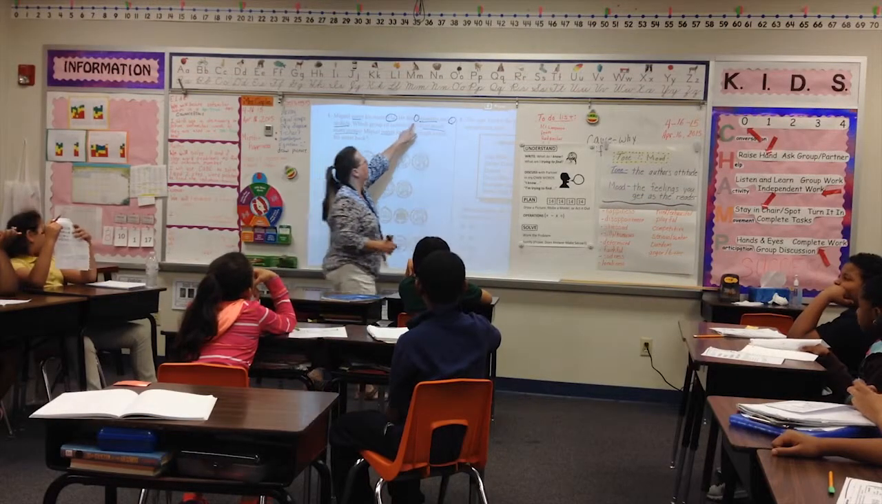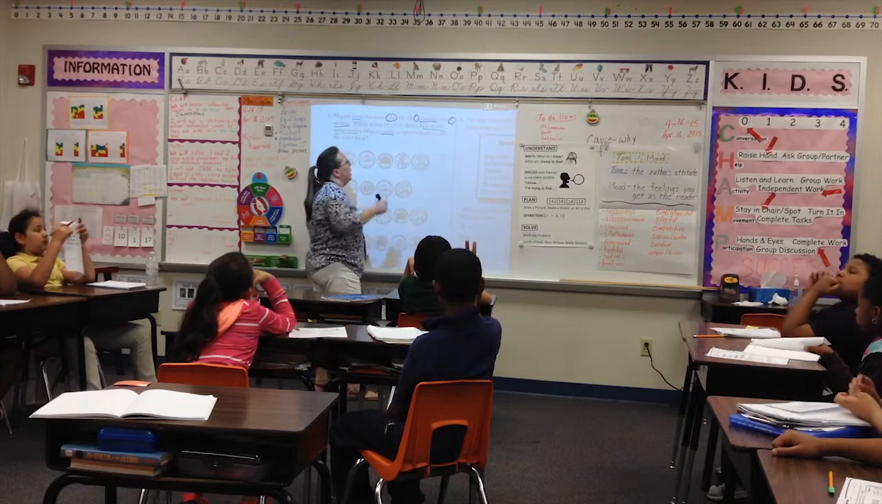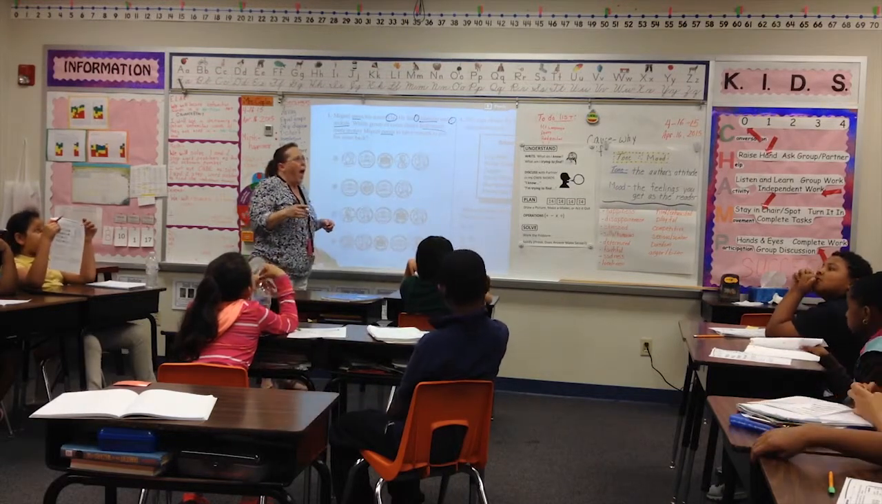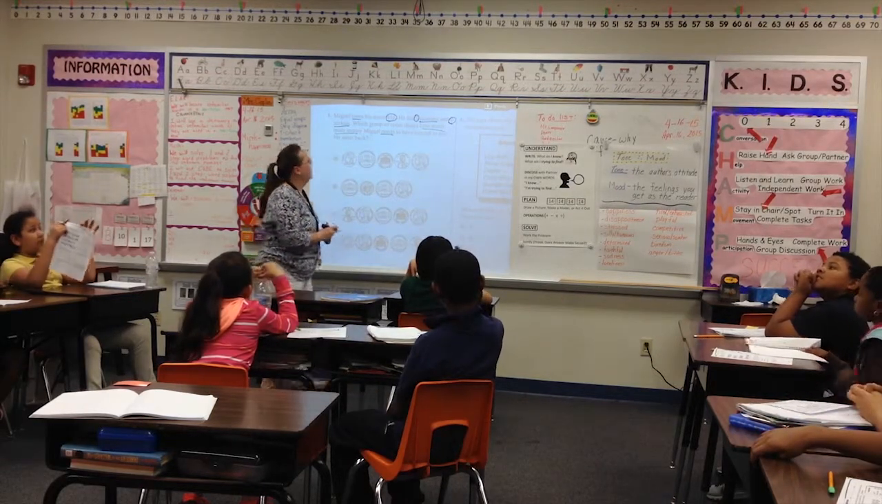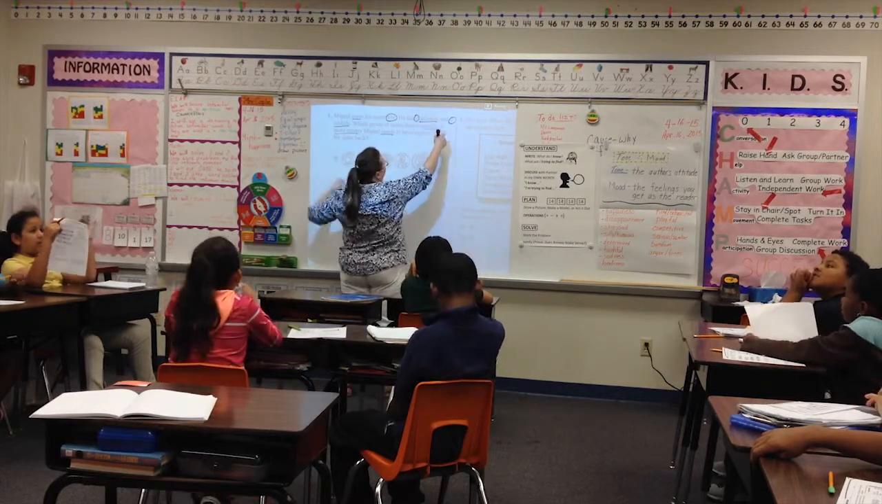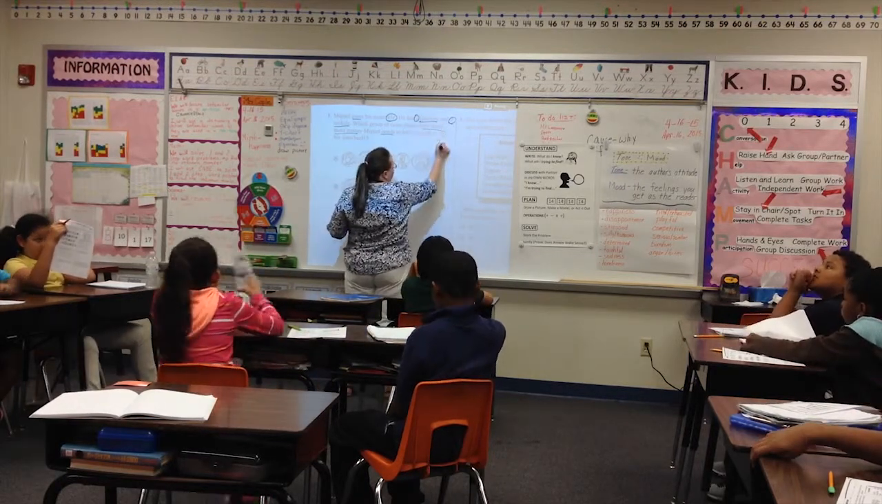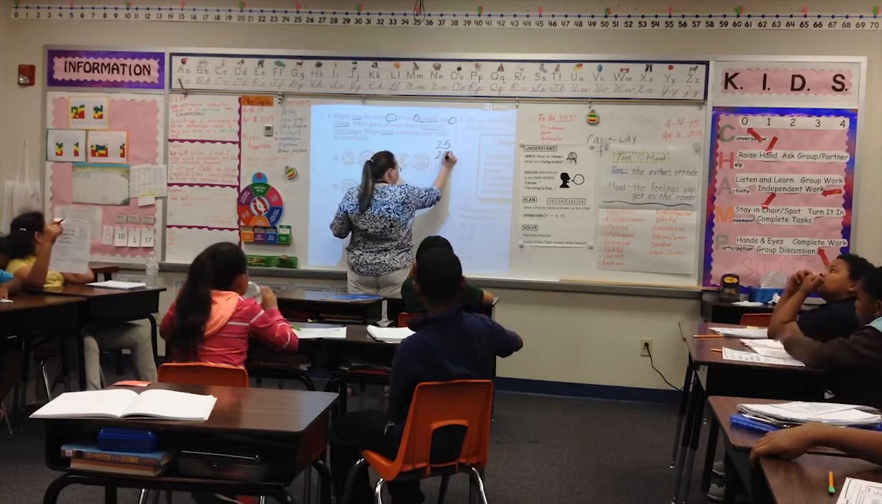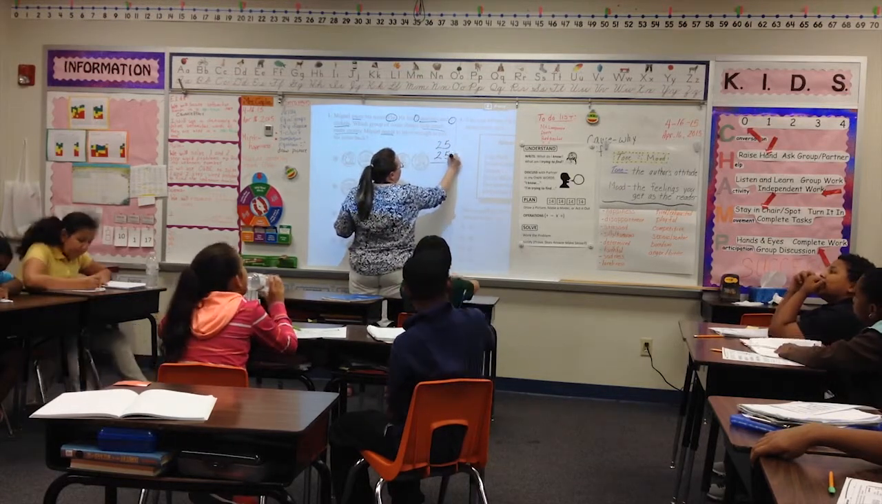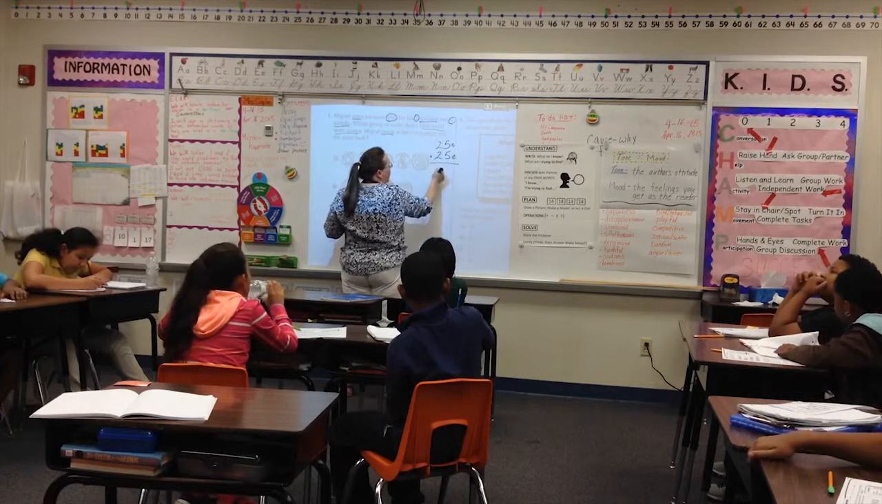So 2 quarters, I think to myself, 2 quarters is 50, half of a dollar, and I know that half of a dollar, or quarter, is 25 cents, and 25 cents. So I am going to add those 2 together.